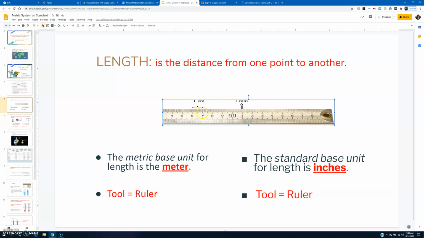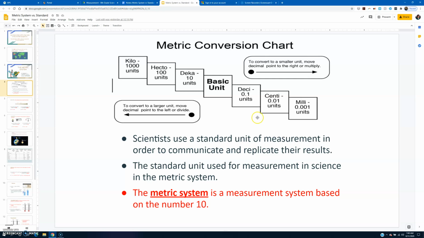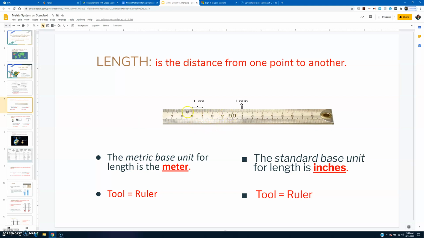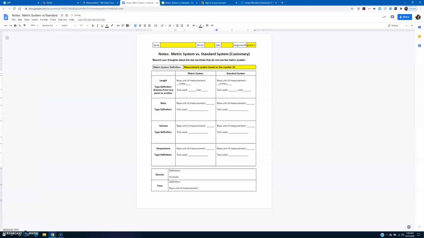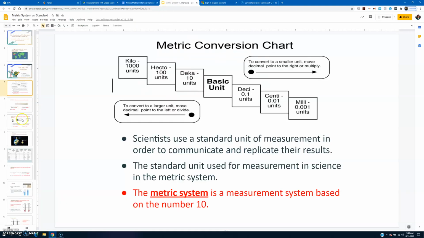Now remember, we said that it was based on the unit of 10. So if you count the little lines in here, there's actually 10 lines. Each little line is a millimeter. If I go back to my scale, centimeters to millimeters is one little jump of 0, one jump of 10. So there's 10 millimeters in a centimeter. There's 10 centimeters in a decimeter. There's 10 decimeters in a meter. Okay, so let's keep going.